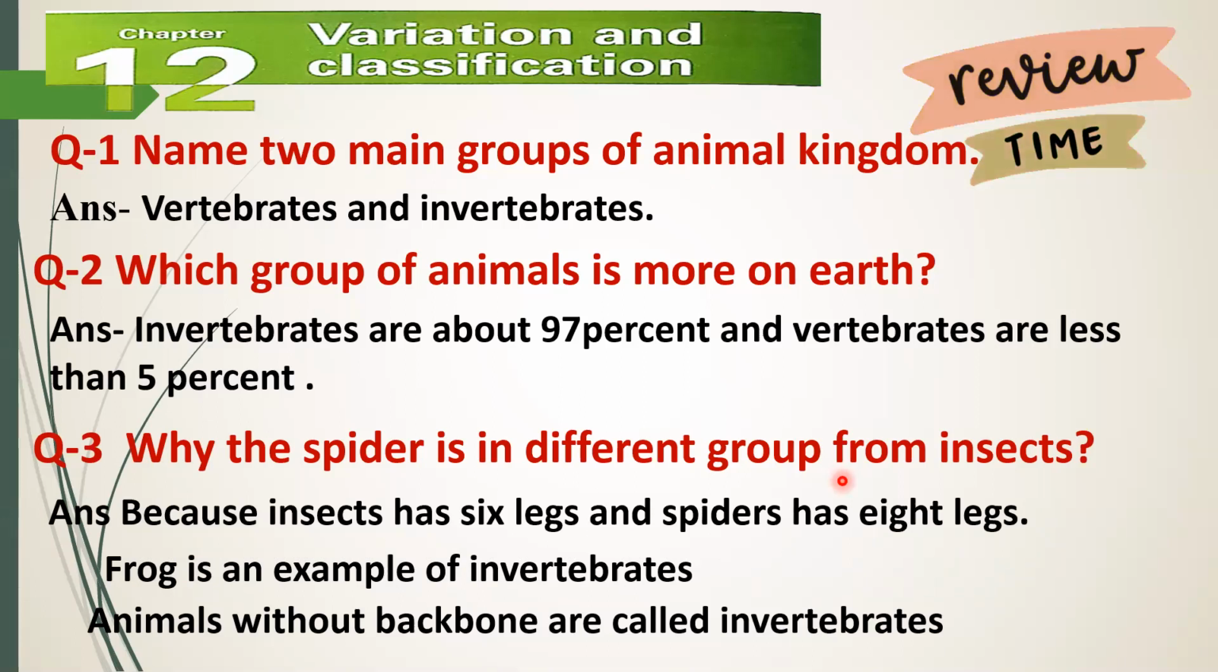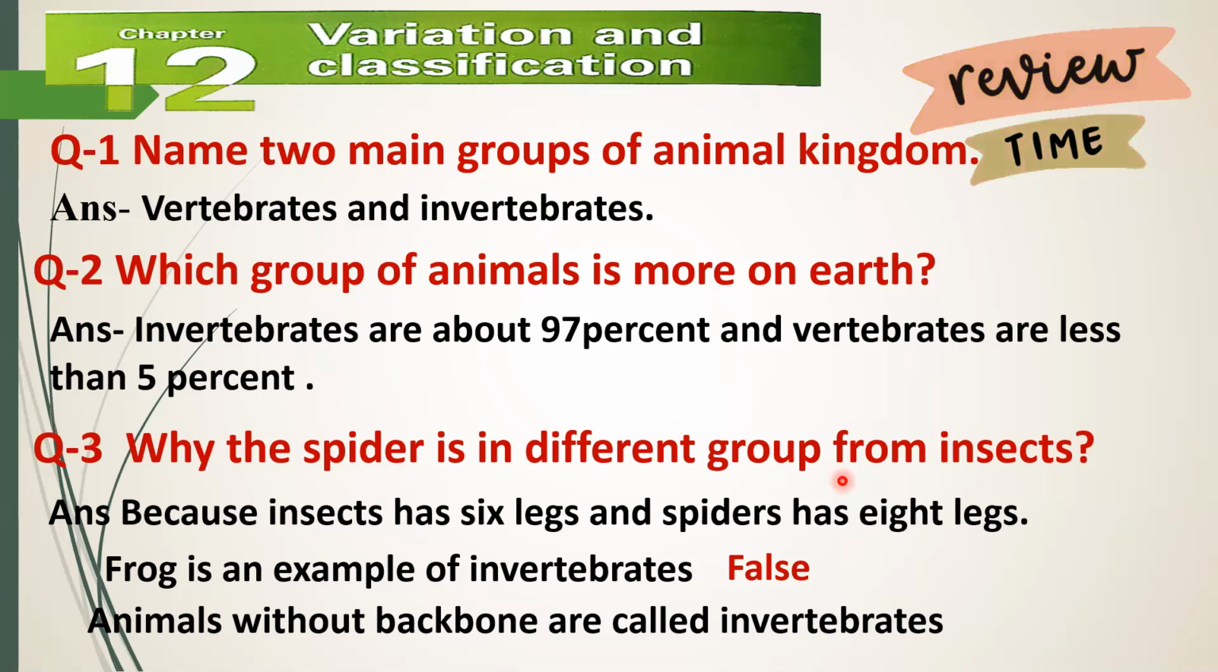Okay, come towards the true and false. Frog is an example of invertebrates. Ahmad Ibrahim will answer this. Is it true or false? False. It's false because frog belongs to the amphibians and amphibians belong to the vertebrates. So frog is an example of vertebrates, not invertebrates. This statement is a false statement.